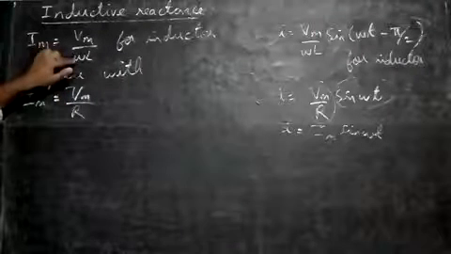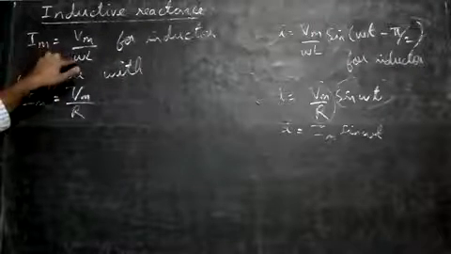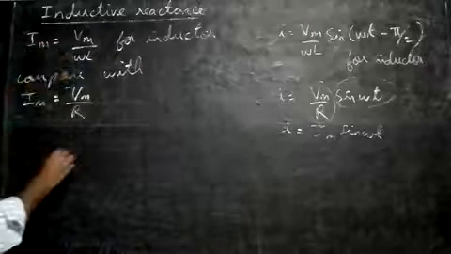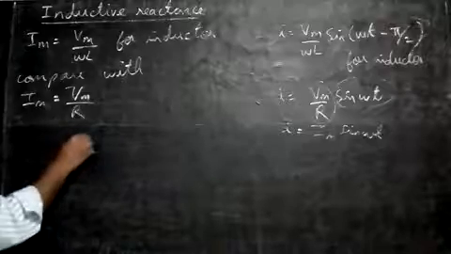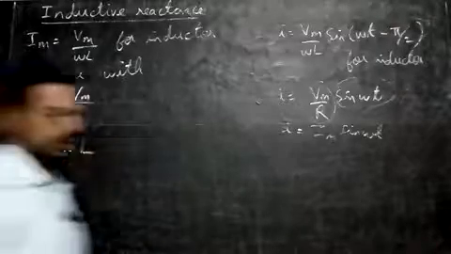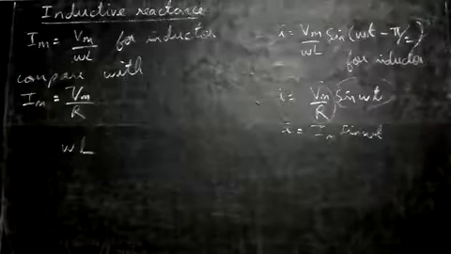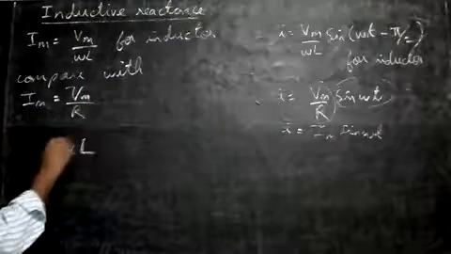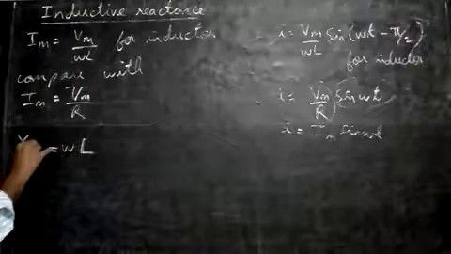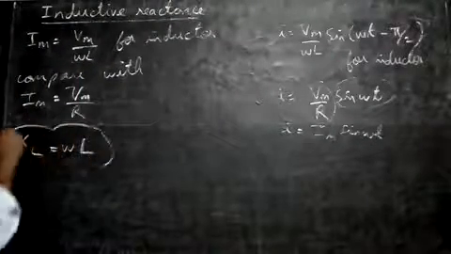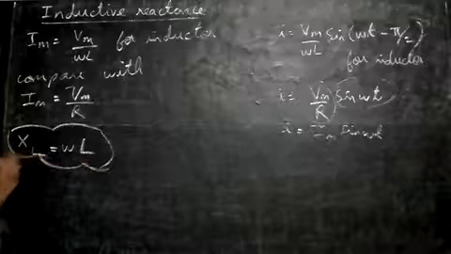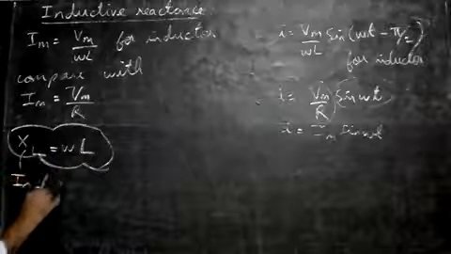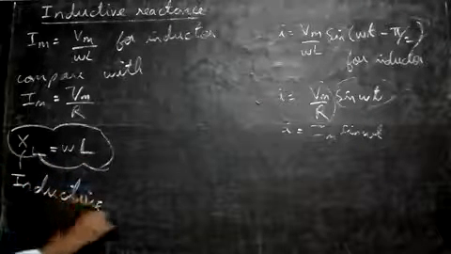This omega L we call the inductive reactance. So omega L is called the inductive reactance. Its symbol is XL. So XL stands for the inductive reactance.